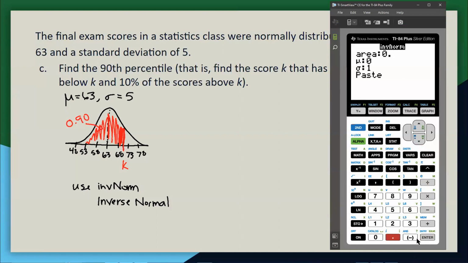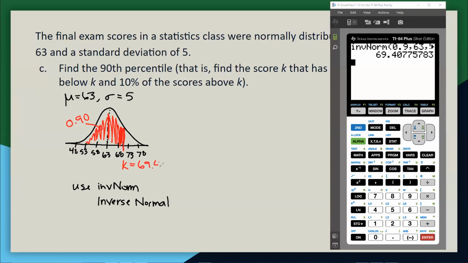So we know the area to the left is 90%, 0.9. Our mean is 63, our standard deviation is 5. So if we hit enter, that gives us 69.41 if we round. So let's jot that down. So TI is saying K is 69.41. And if you look at where my boundary is sitting in my picture, I have it just a little bit bigger than 68 using the empirical rule. So that makes sense in terms of how I drew my picture. That K value makes sense.